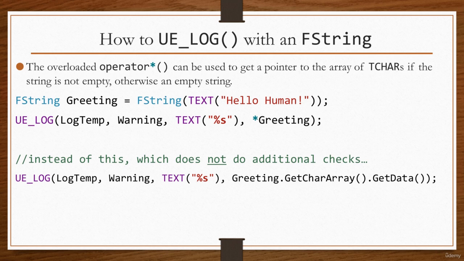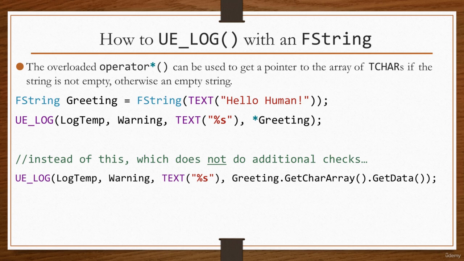That is overloaded to return the initial element of the array of characters. That again is managed by the F string. So it is overloaded for that F string class. You can do that instead of doing a longer approach. So greeting, then you do the get char array, because the string managed by an F string is actually contained within something called a T array, which we will discuss in more detail in an upcoming lecture. So the get char array will return a T array which contains T chars, so those characters, and then you can do .get data. But the thing with this is it does not do additional checks, so it does not check if the string is empty or not. We will have to do that outside of the UE log, for example.